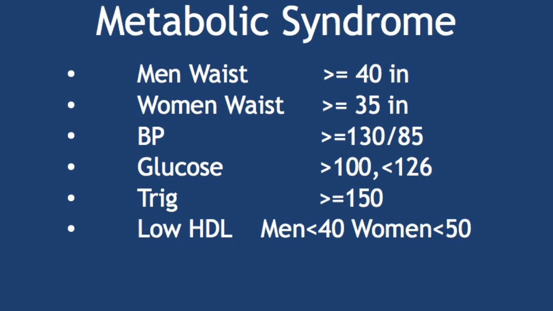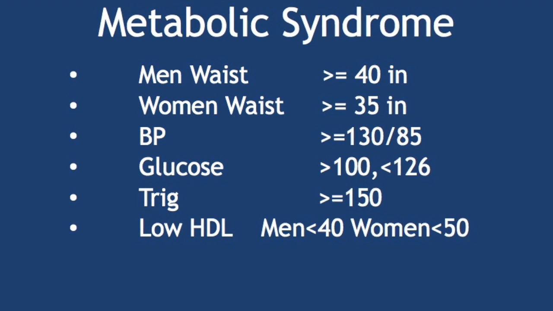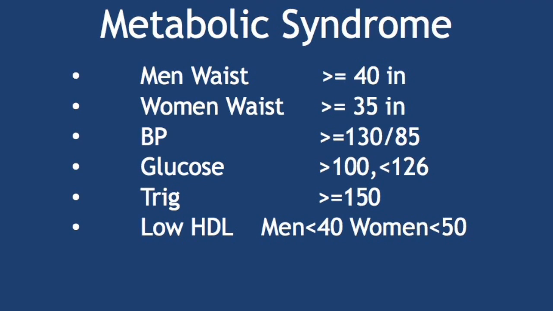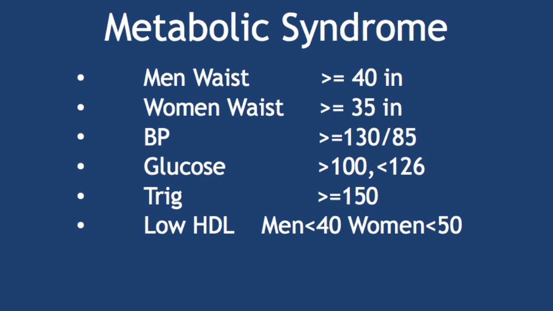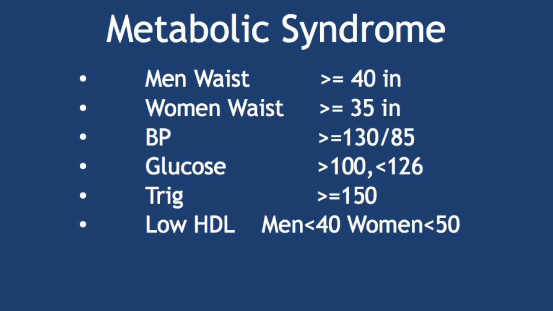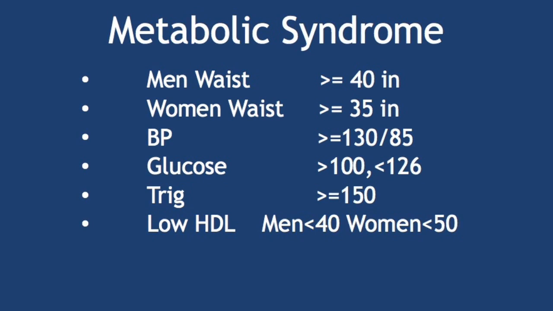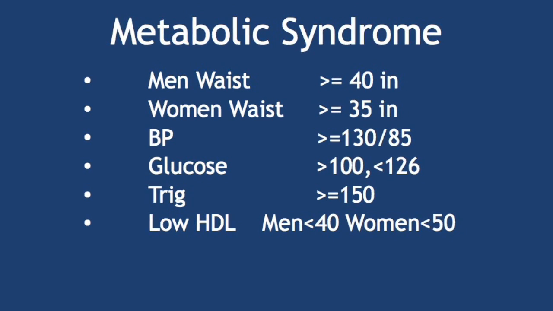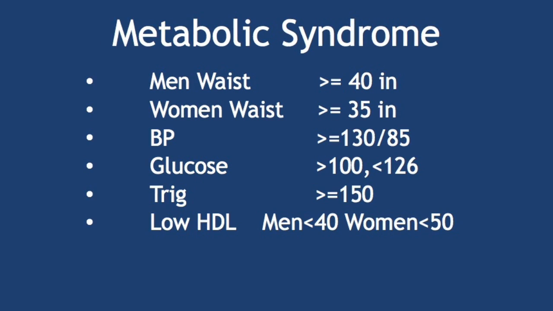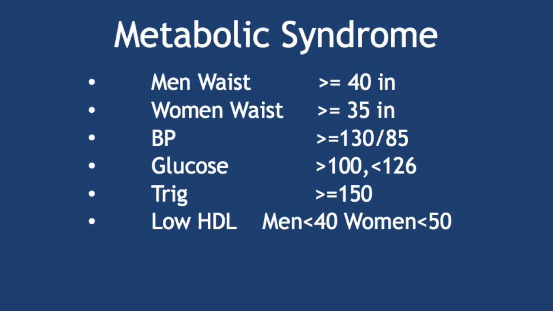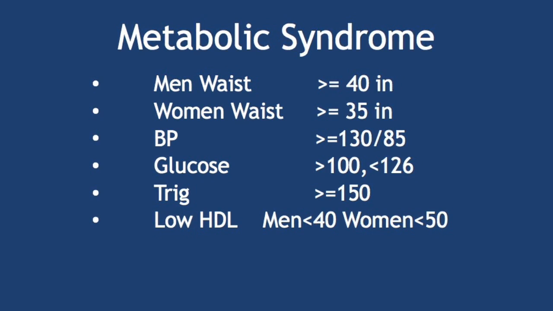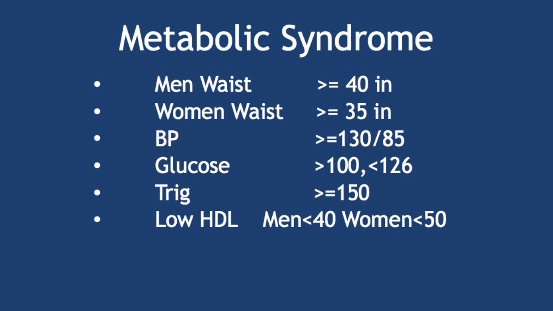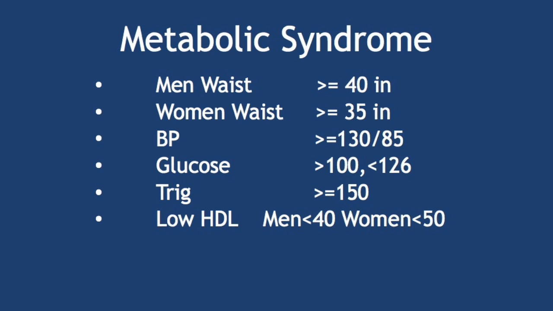Metabolic syndrome consists of 5 criteria: the waist size, blood pressure 130/85 or higher, glucose between 100 to 125, triglyceride greater than or equal to 150, or low HDL in men less than 40, in women less than 50. If you have any 3 of the 5 criteria, it will meet the criteria for metabolic syndrome.